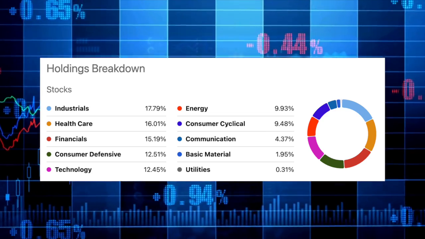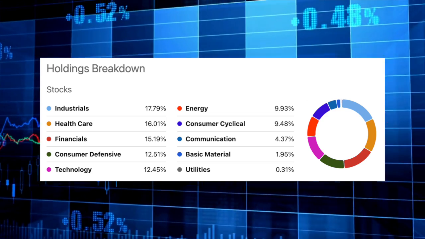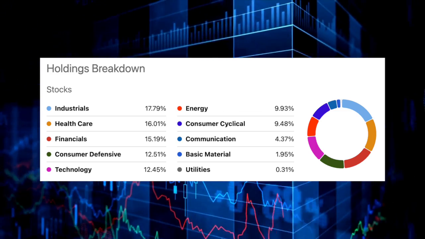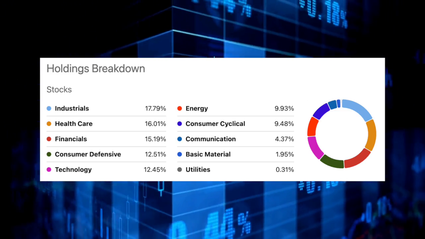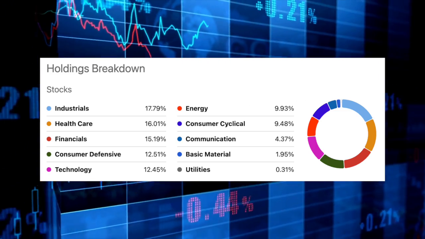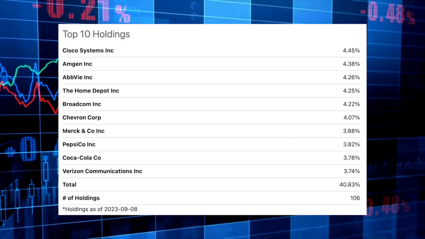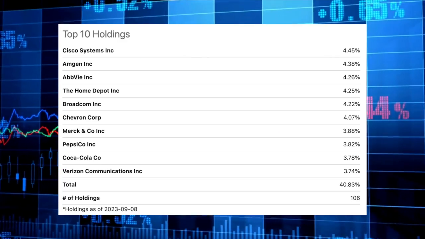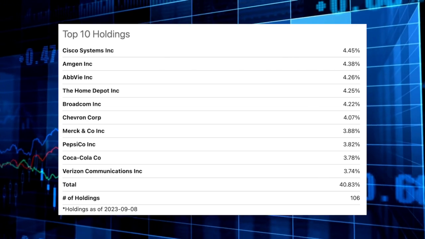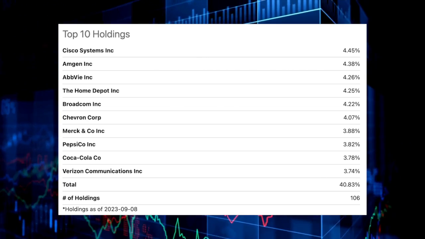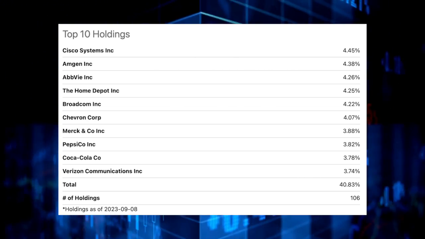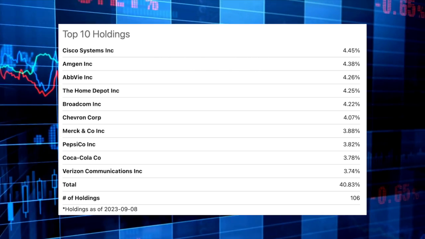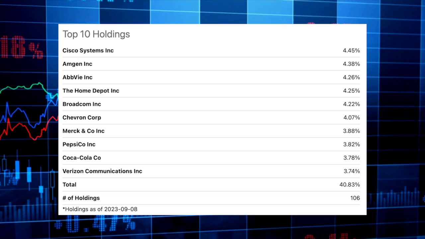The top 10 sectors include industrials, healthcare, financials, consumer defensive, and technology, all grouped pretty tightly together, accounting for between 12 and 18% exposure. The top 10 holdings include Cisco Systems, Amgen, AbbVie, The Home Depot, Broadcom, Chevron, Merck & Company, PepsiCo, Coca-Cola, and Verizon Communications. These top 10 holdings account for 41% of SCHD, and in totality, the ETF has 106 total positions.